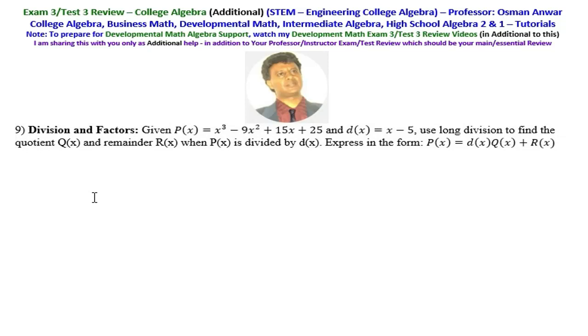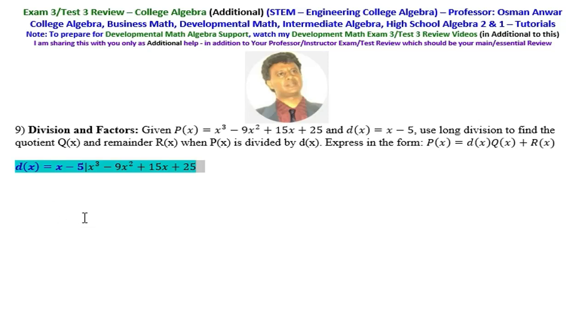Number 9 is division and factors. Given p of x equals x to the third minus 9x squared plus 15x plus 25 and d of x equals x minus 5, use long division to find the quotient, which is q of x, and the remainder, which is r of x, when p of x is divided by d of x. Expressed in the form of p of x equals d of x times q of x plus r of x.